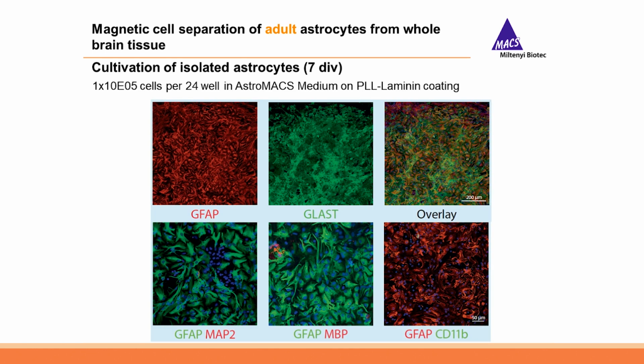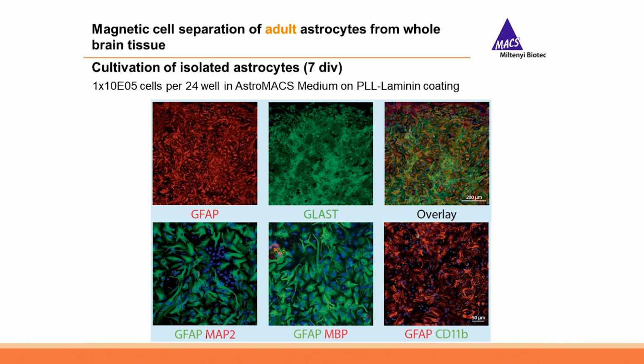This is another example of a cultivation of adult astrocytes after the isolation. Here 100,000 cells were cultivated in a 24-well in AstroMACS Medium on PLL laminin coating. And you see here really a very dense, nice layer of GFAP and GLAST double positive cells. And in the lower row, you see that there was no contamination of MAP2 positive neurons. Only one MBP positive oligodendrocyte was detected here, and no contamination with CD11b positive microglia.